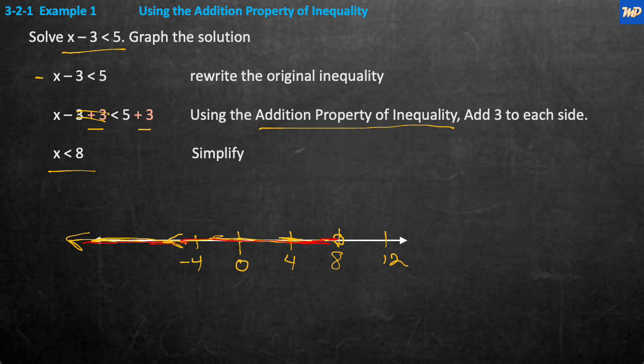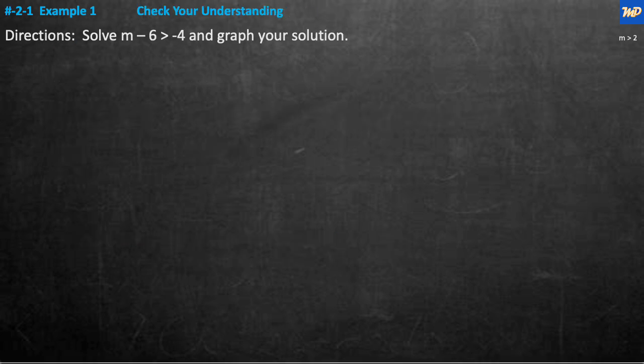And if you want to check it, let's say we talked about 4. 4 is under our line right here. 4 is included in our solution. And is 4 less than 8? Yes, 4 is, 0 is, negative 4 is. They're all less than 8.